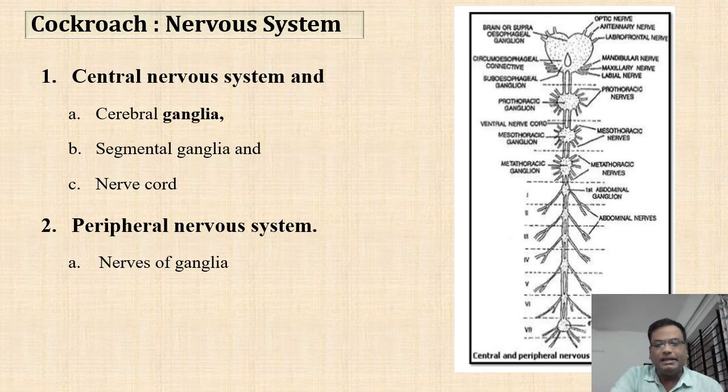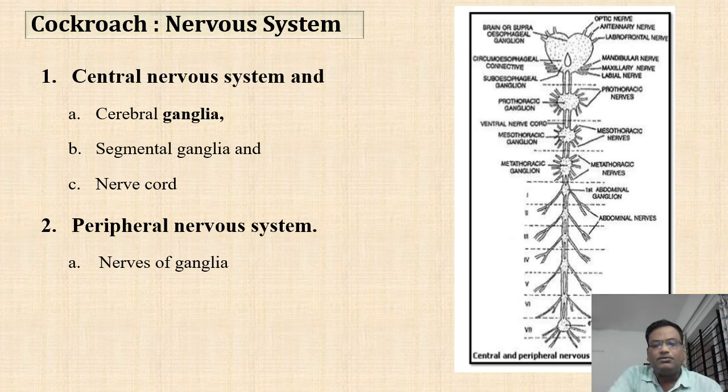So the ganglia or the small brain which is found in the head region is called cerebral ganglia, and the other ganglia which are found in the different segments are called segmental ganglia. And then there is a nerve cord which runs along the length of the body and it connects all the ganglia. So it helps in the transmission of messages through all the ganglia up to the cerebral ganglia, and then it connects with the tissues of the body.